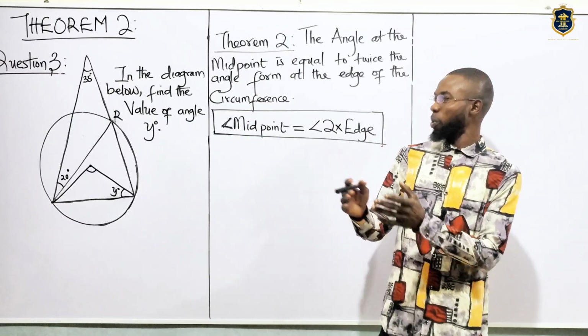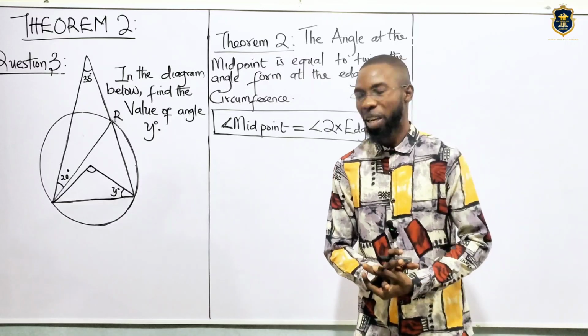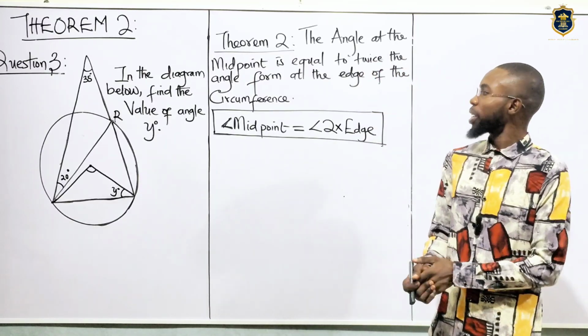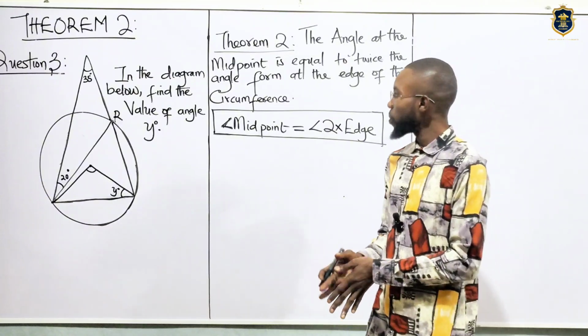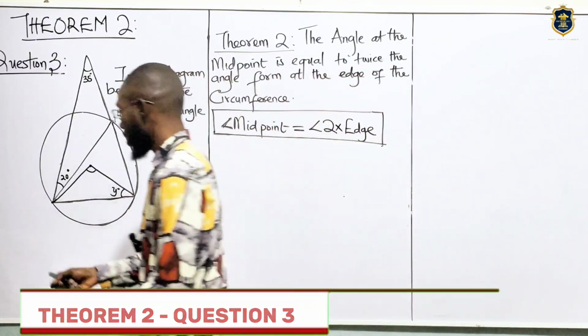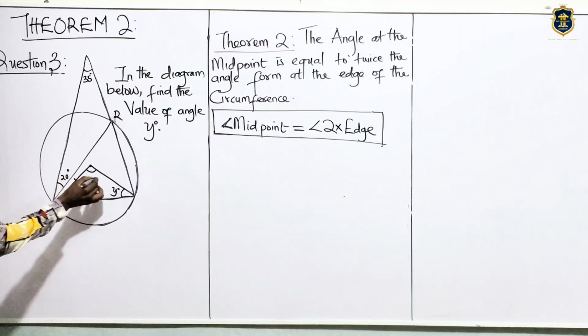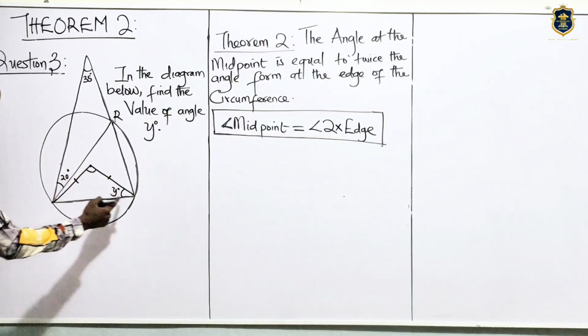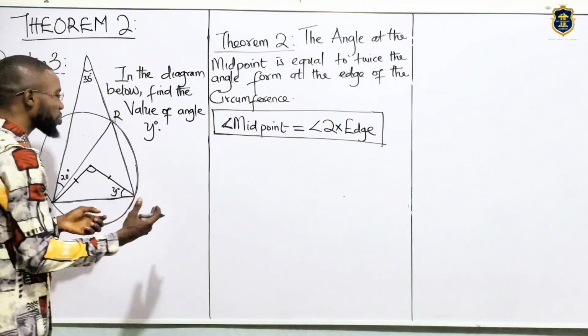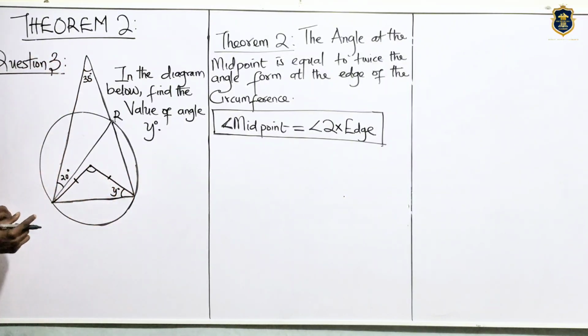Right, guys, still on the questions on theorem 2, how to solve theorem 2 problems. Look at this now. It says in the diagram below, find the value of y. Now we're going to look for this angle y. This is simply something called an isosceles triangle. So how we're going to be solving this question is that we're going to be tracing it from the very root. Now how do we do that?